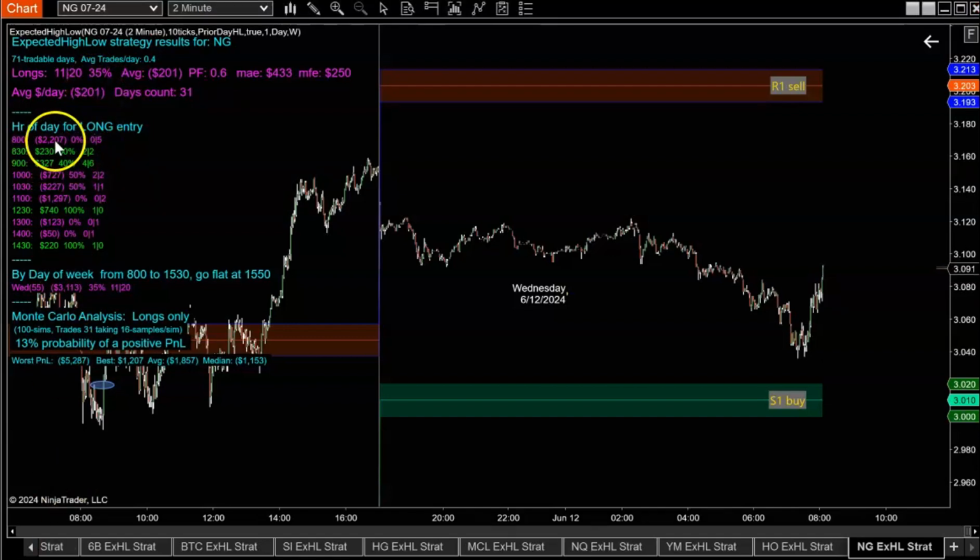8 o'clock to 8:30, definitely not a good time. There's very little good going long here. Very little. So if we do hit the buy level, I would consider looking for short signals on that. Very low probability of profit on longs today, so I would really consider that. So natural gas, really good market to look at. Definitely has been a winner for us in the expected high-low game.